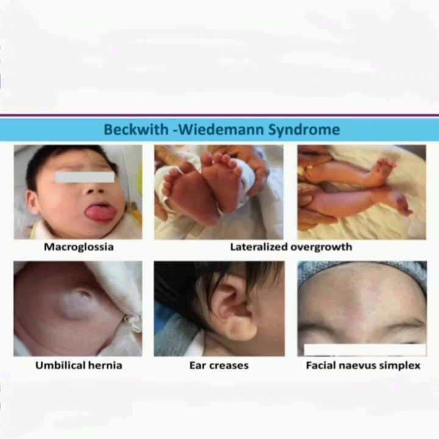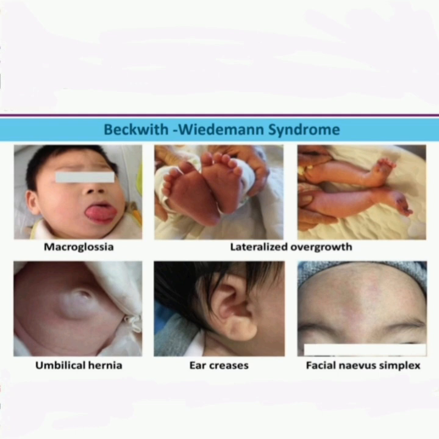So the Beckwith-Wiedemann syndrome, some important features from this picture we are seeing. There is macroglossia, a large tongue. There is lateralized overgrowth, that is hemihypertrophy, and umbilical hernia, look at the umbilicus. There also we find surgery for omphalocele and gastroschisis. These are ear creases. Look at the ear, there are ear creases present. Facial nevus simplex. These are the features of Beckwith-Wiedemann syndrome.